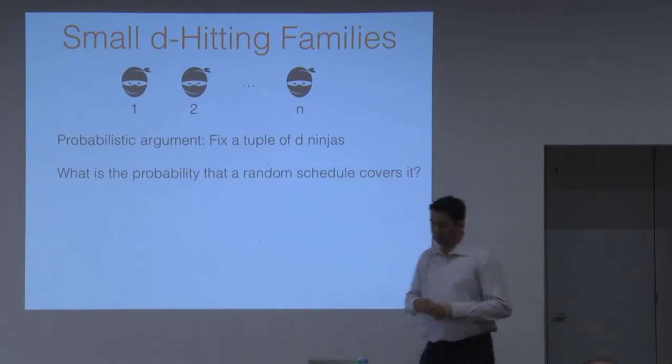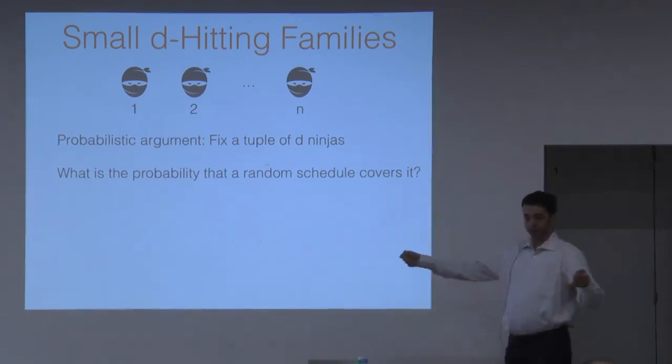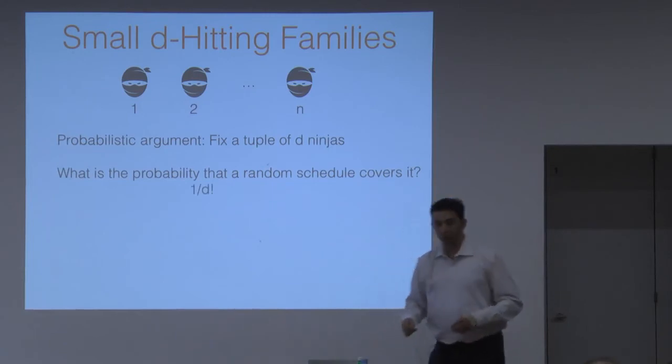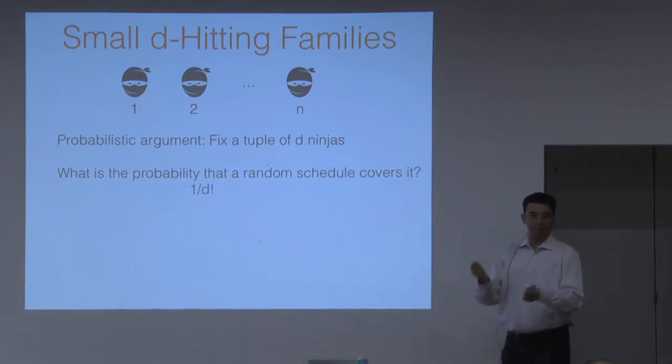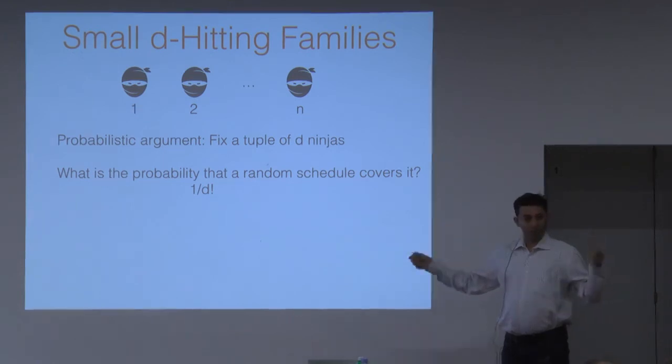So what is the probability that a random schedule, a random linear ordering of these n elements, hits this particular d-tuple? Well, this is 1 by d factorial, right? Because these d elements can occur in any one of d factorial ways in this random order. So the probability that this particular ordering occurs is 1 by d factorial. Okay?